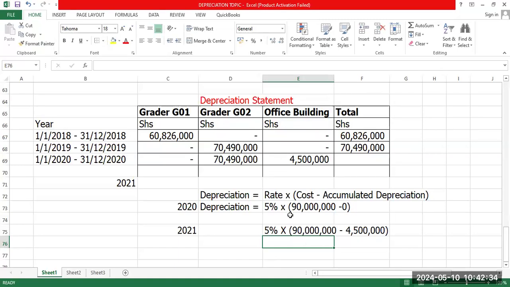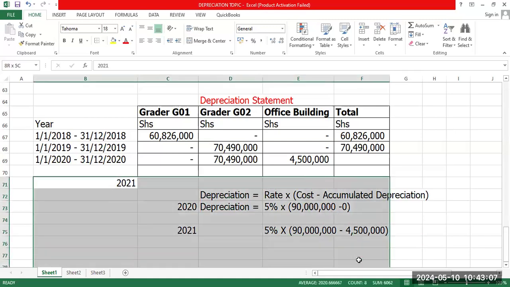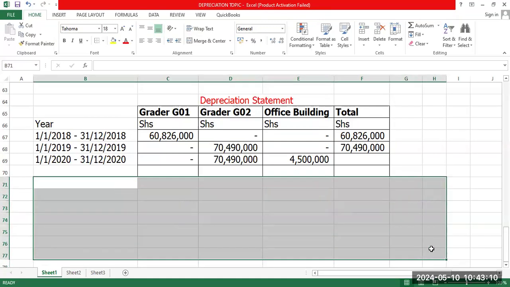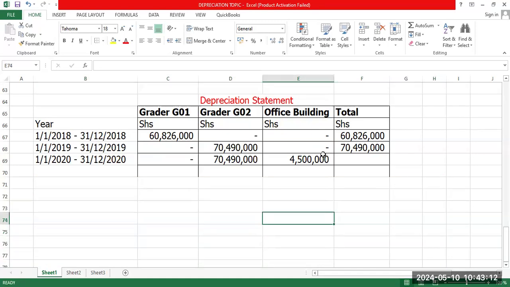But if they say use straight line basis, we don't say cost minus accumulated depreciation. No, we just get rate times the original cost. With straight line, you maintain the base. That is rate times the original capitalized cost. You don't subtract accumulated depreciation. It's only and only when you're dealing with reducing balance that you can subtract accumulated depreciation. So let's continue. We are done actually.